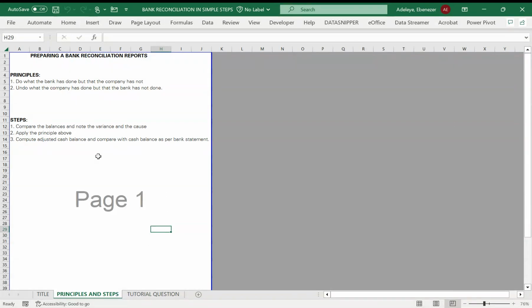These principles are simple. So the question you have to just ask yourself for every scenario is: what has happened, who has taken the action, and what do I have to do? Once you understand this very simple principle, I believe you are good to go. So after talking about this principle, we'll now talk about the steps to actually preparing this reconciliation report.